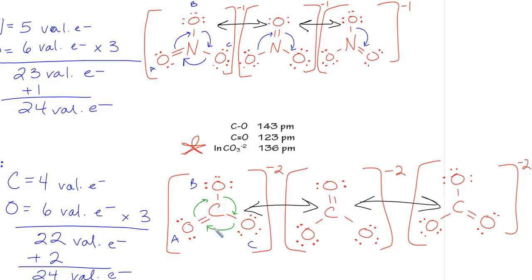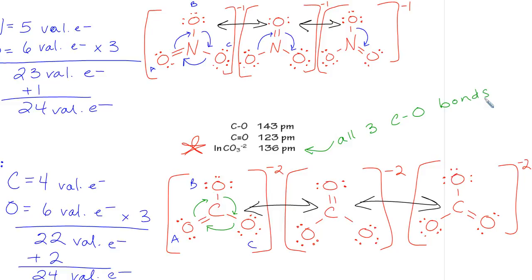Then they might give you data like this. And they might say, hey, a real carbon-oxygen single bond has this bond length. And here's the bond length of a real carbon-oxygen double. Why is it different in carbonate? All three, we should add that in, all three carbon-oxygen bonds have the exact same bond length, and they have the same bond energy.